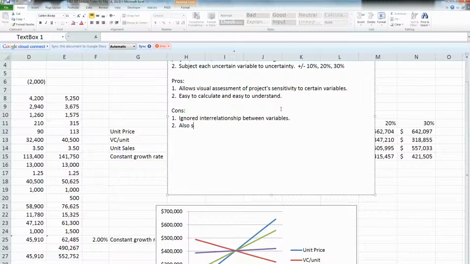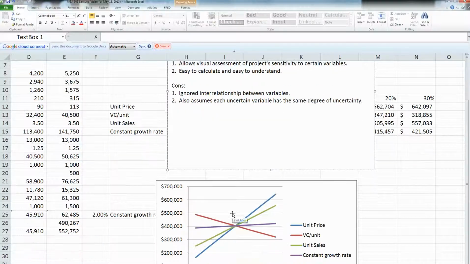It also assumes that each variable that's uncertain will change has the same degree of uncertainty. So I changed each variable by plus or minus 10, 20, 30%. But maybe I can lock in some of the variable costs with a long-term contract and only a certain amount of my variable costs are uncertain. So they shouldn't be subjected to as high of a degree of uncertainty. Sensitivity analysis doesn't consider that.